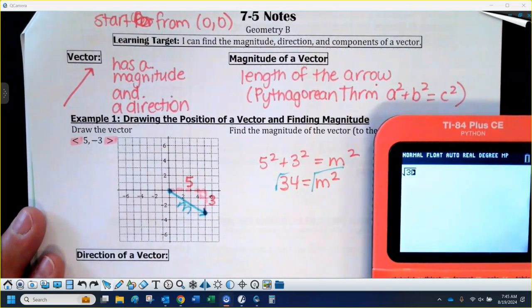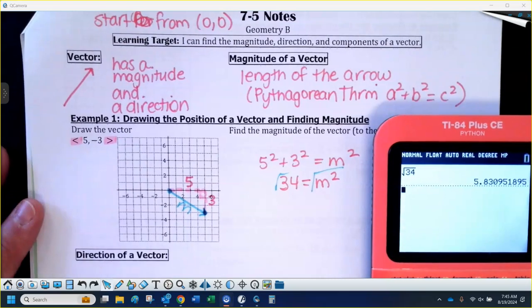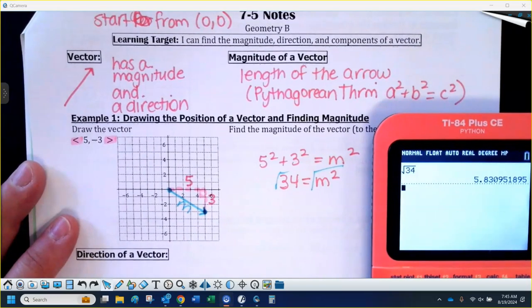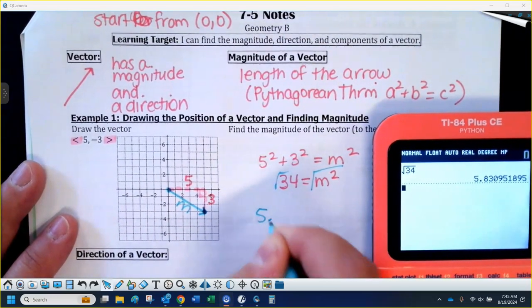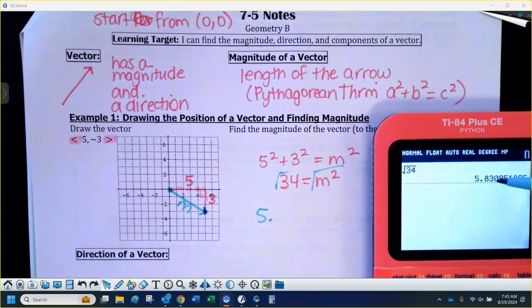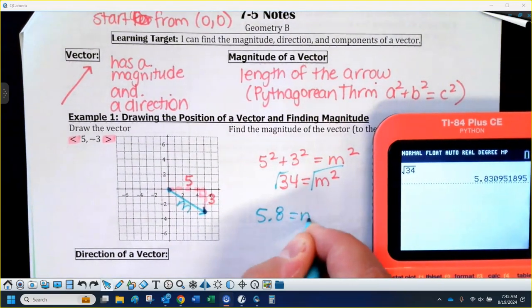I gotcha. So just the nearest tenth, that's one decimal place. What would you guys round that to? 5 point what? 9? Why 9? 3, yeah. Okay, it's really tricky. So anything after the 8, if it's 4 or below, you round down. If it's 5 or above, you round up. So this would just be 5.8 for your magnitude.